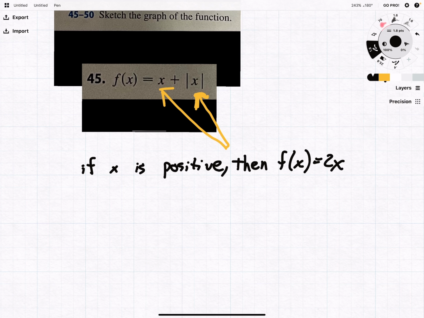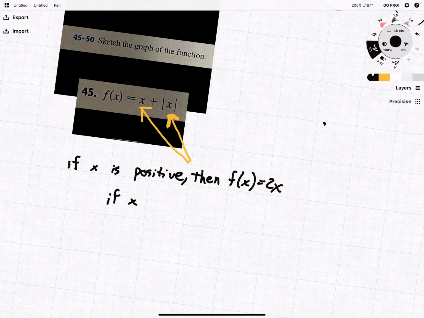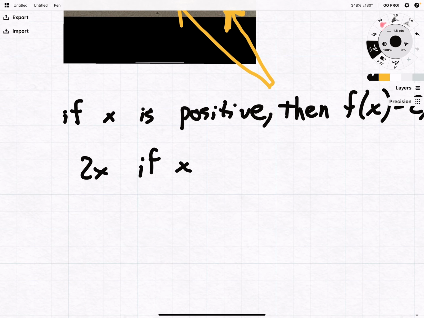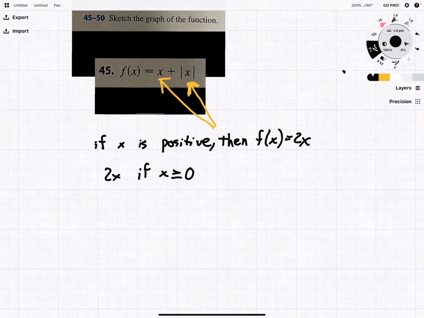So that's one interesting thing, you could almost write, we could say, 2x if x is greater than or equal to 0. But continuing on with this thought experiment, what happens if x is negative?